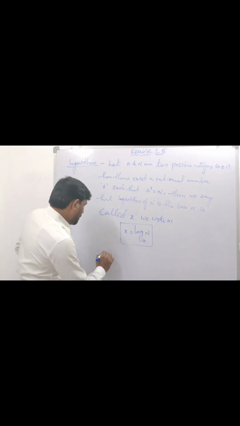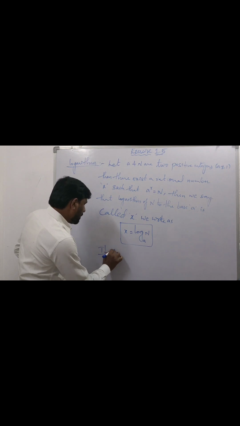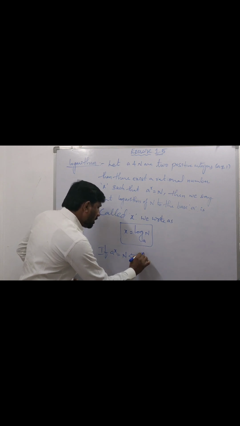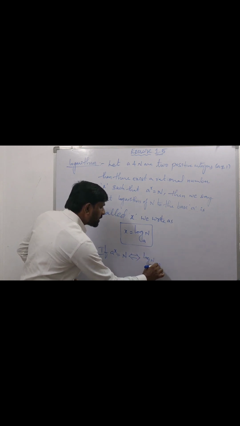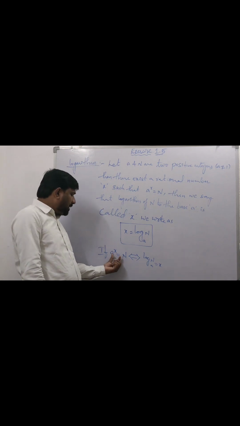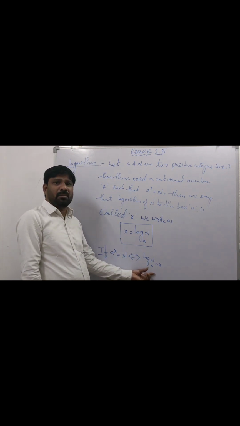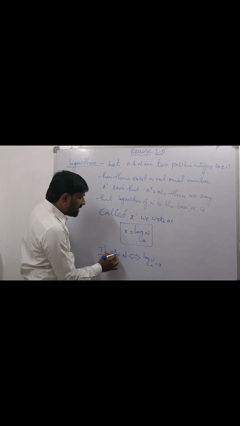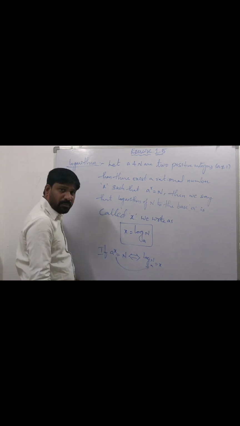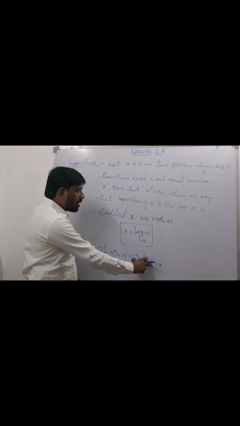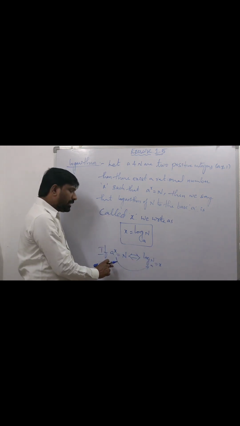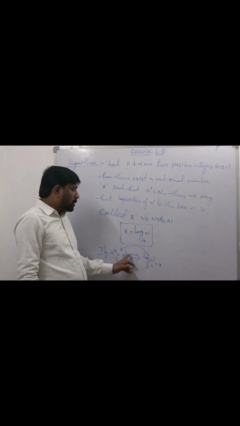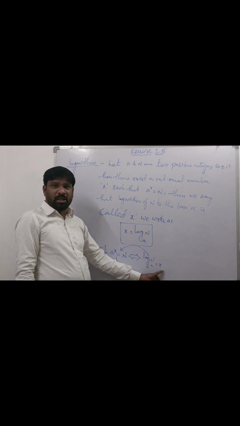So a power x is equal to n, if and only if log n to the base a is equal to x. What does this mean? If this happens, then this will happen. If this is given, then this will be the conclusion. This is the exponential form of this logarithmic form, log n to the base a is equal to x.